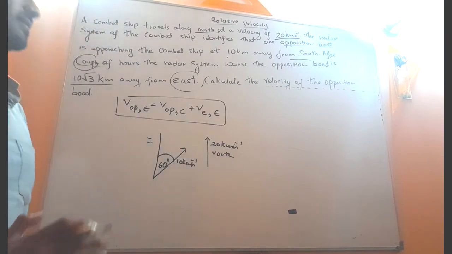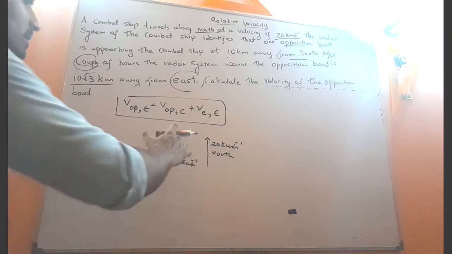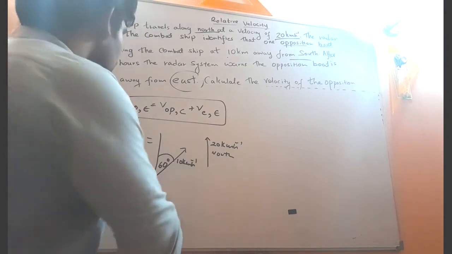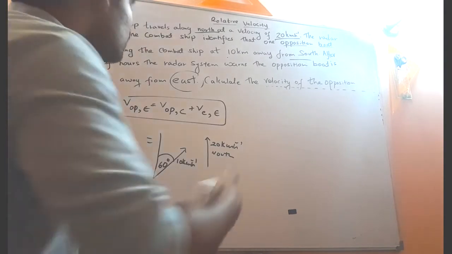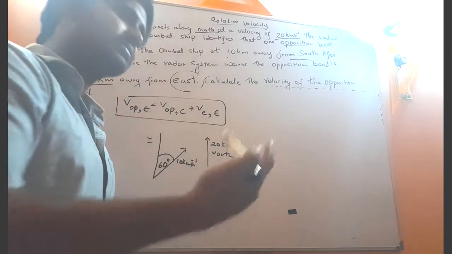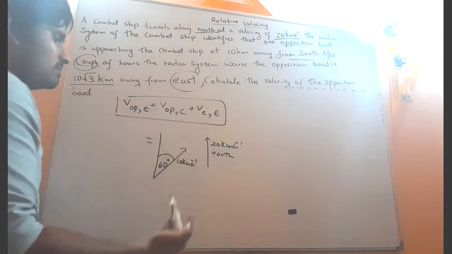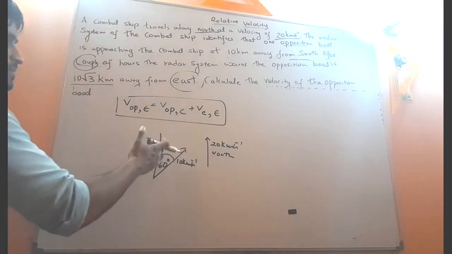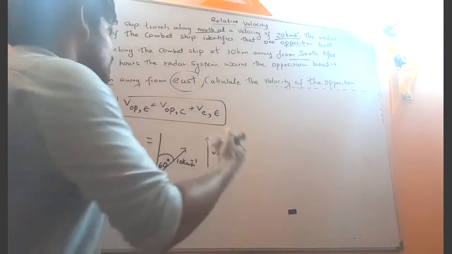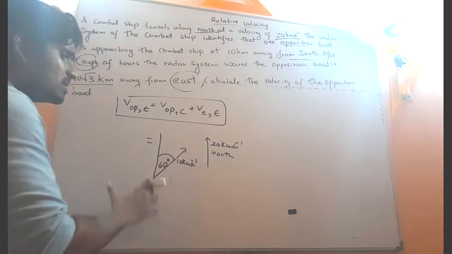So that is the scenario. Now how to find that? Here it is not just like adding on one side. You cannot directly add, because we have to consider components. If both velocities were towards one particular direction, for example also upward, then we could very easily add. But the scenario is not like that. Here the directions are different, so we have to consider components.